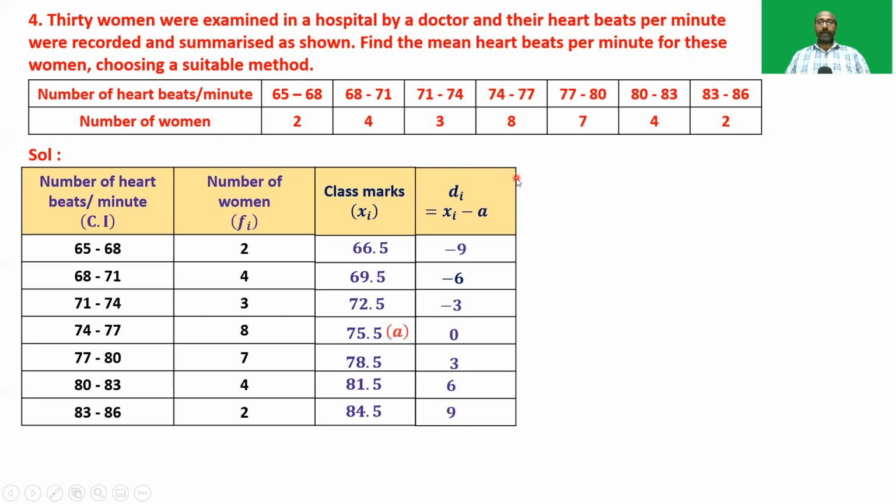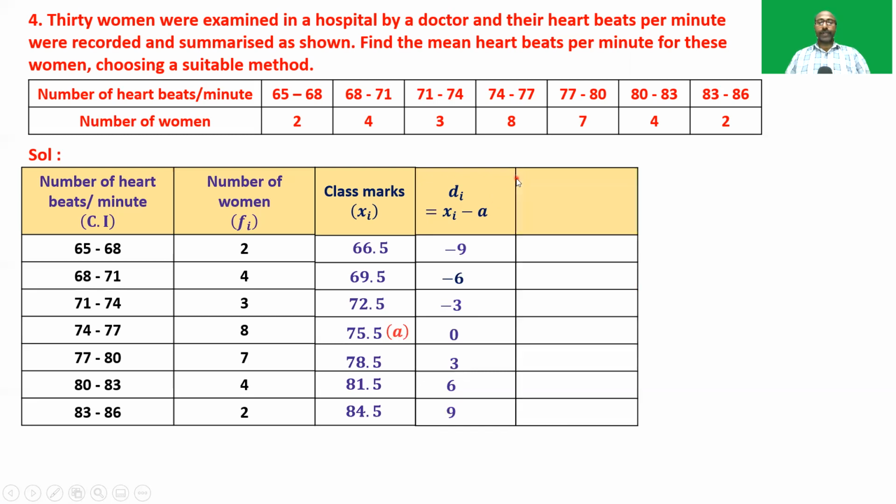Now the fifth column is Fi into Di. So in the assumed mean method, the fifth column is Fi into Di, that is the product of Fi's and Di's. 2 into minus 9, minus 18. 4 into minus 6, minus 24. 3 into minus 3, minus 9. 8 into 0 is 0. 7 3s are 21. 4 6s are 24.